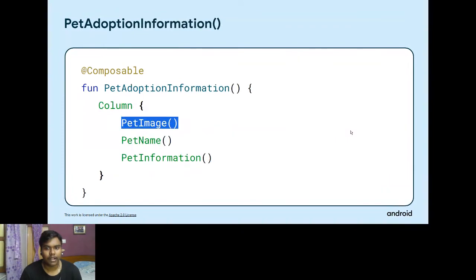Now comes the pet adoption information. So to build the entire app, we are actually passing the pet image inside the pet adoption information, and see the order that we have passed. Inside that function, we have created another column. In the column of the pet adoption information, we have passed pet image. Means first pet image will be loaded, then pet name and then pet information. What will happen is that if we put pet name before pet image, then we will see the name, then the image, then the information.